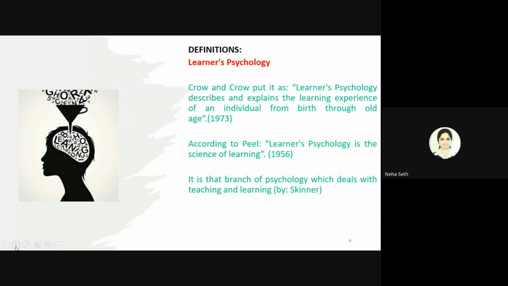Then there is another definition, given by Peel, who said that learner psychology is the science of learning. So when we are studying psychology, or studying to understand psychology or behavior, it is also a science of learning. First of all, we have to adapt that science of learning in ourselves. Then it is that branch of psychology which deals with teaching and learning. This was the definition given. The next slide.